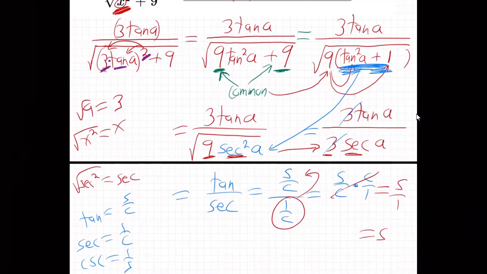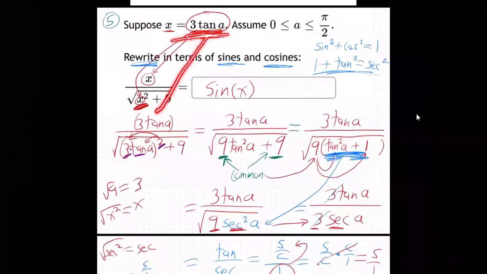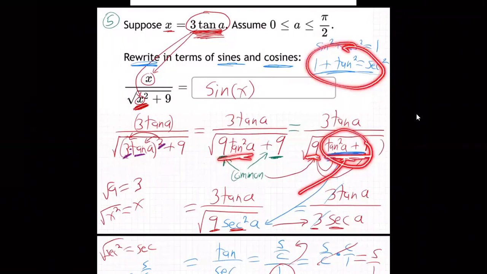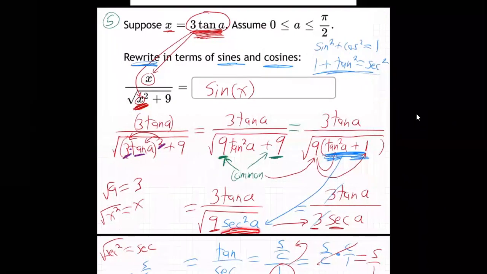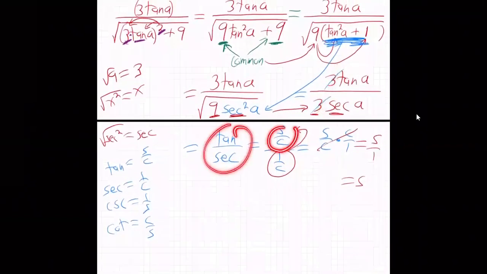Everybody see how that happened? So from the top, I took this x, plugged it in there, squared it. So it became 9 tangent squared, factored out the 9, reverse distributed the 9. And then used the magic formula. Tangent squared plus 1 is secant squared right here. Then I square rooted them. Square root of 9 is 3. Square root of secant squared, secant. Canceled the 3's. Tangent over secant. That's sine over cosine over 1 over cosine. Flip it up. Cosines cancel. Sine. There it is.